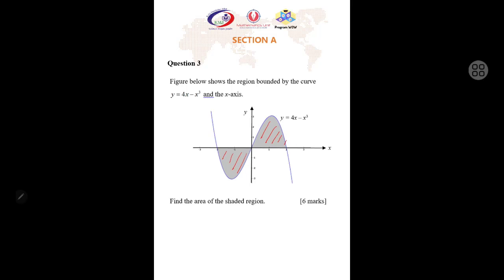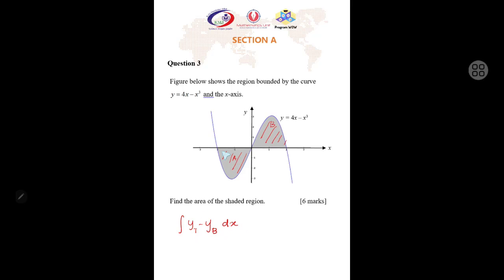Okay, find the area of the shaded region. So we need to find this area. Okay, since we have two different areas, I let this be region A and region B. Okay, so the area for the region bounded by the curve is A plus B. Okay, so let's recap the formula to find area. So you need to use integration. Okay, so y top minus y bottom dx.